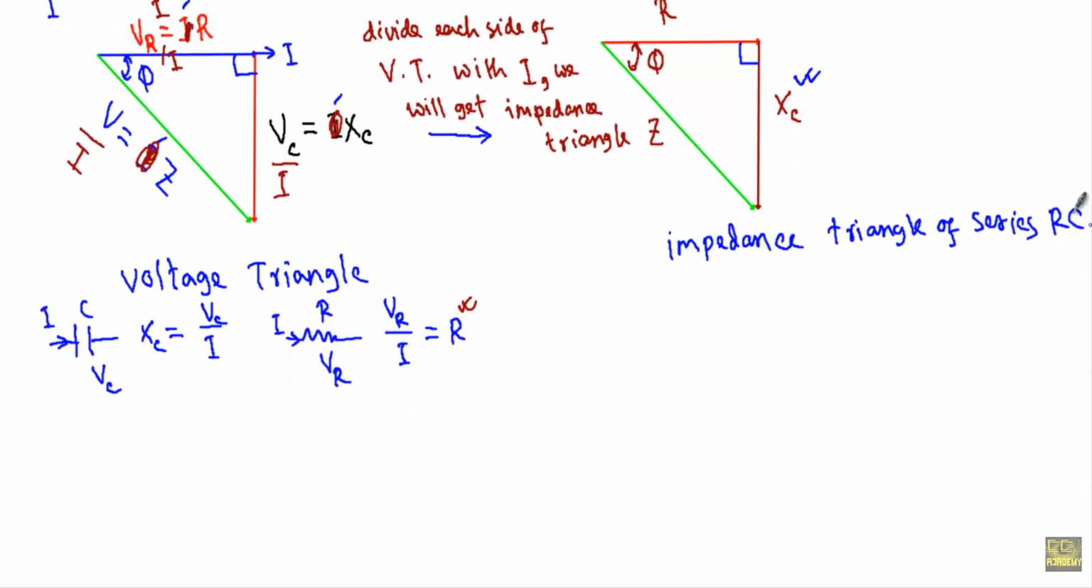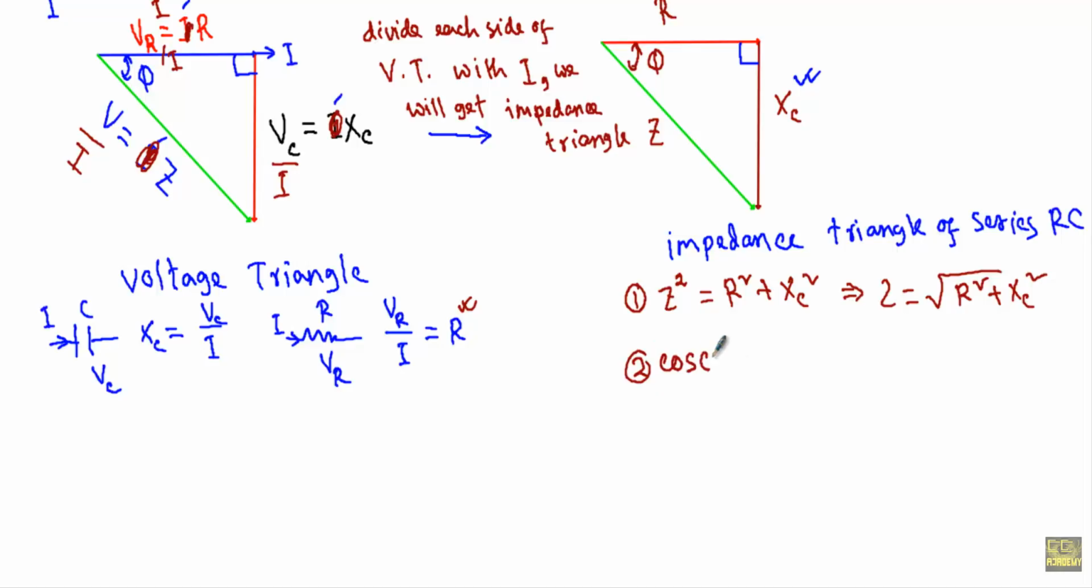What is the usefulness of this impedance triangle? We can determine 4 pieces of information from this impedance triangle. First one is, we can find the impedance by using Pythagorean theorem. This is the hypotenuse. So hypotenuse square equal to base square plus height square, Z square equal to R square plus XC square. So we will get the impedance of the circuit as root over R square plus XC square.